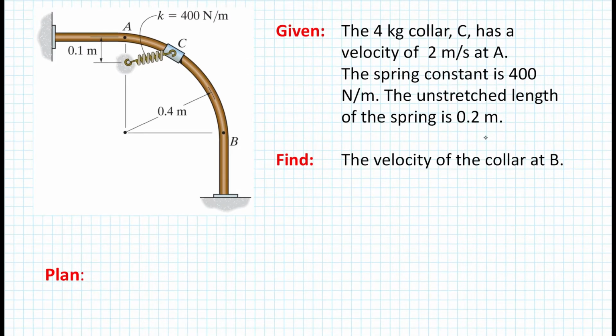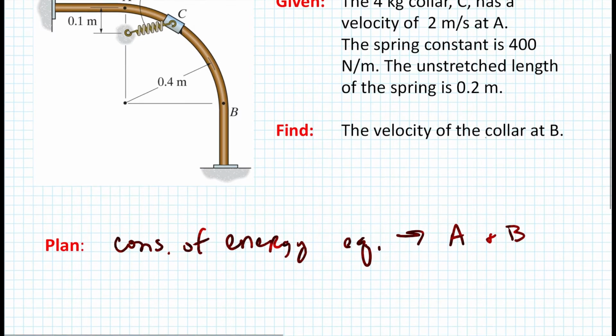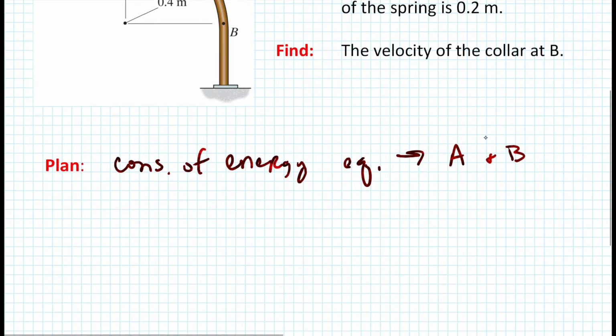So in our planning, we're going to apply the conservation of energy equation, and we're going to do so between A and B. We're going to set the gravitational potential energy datum at point A or point B. So let's make our way to solving this.